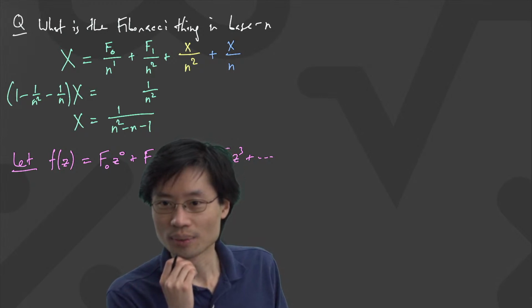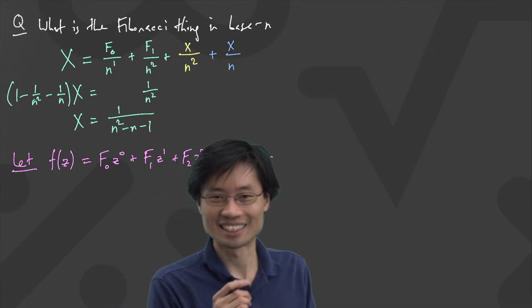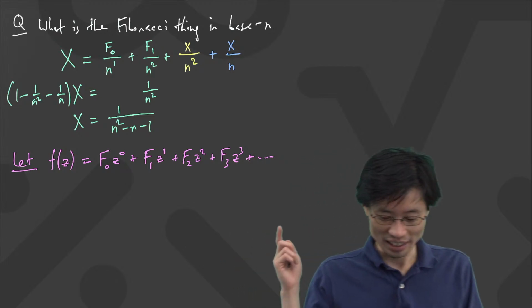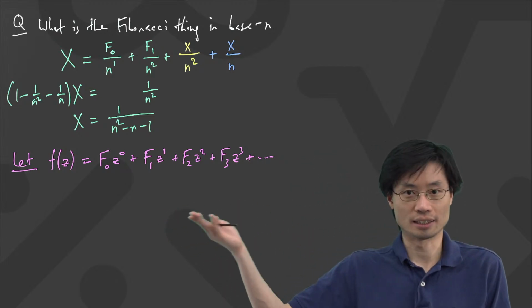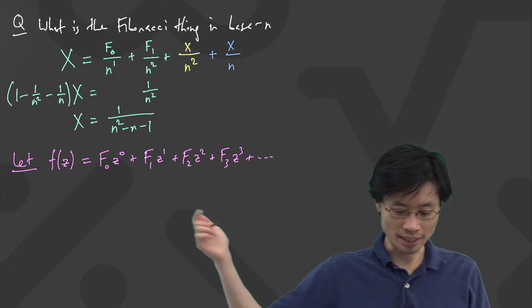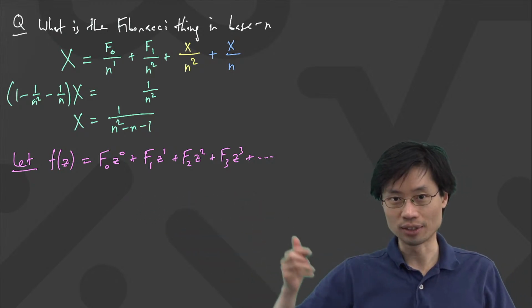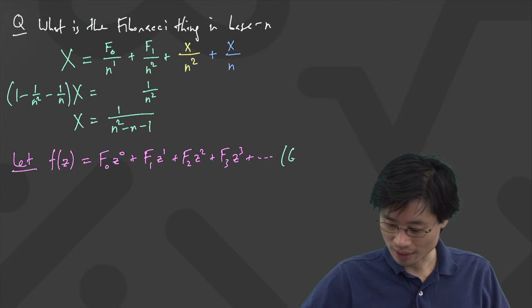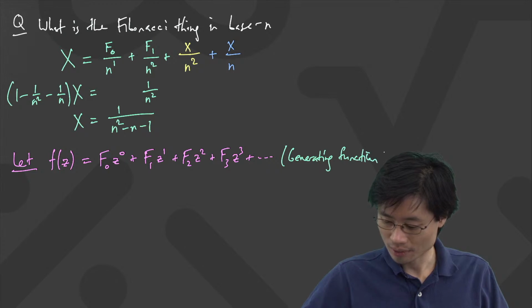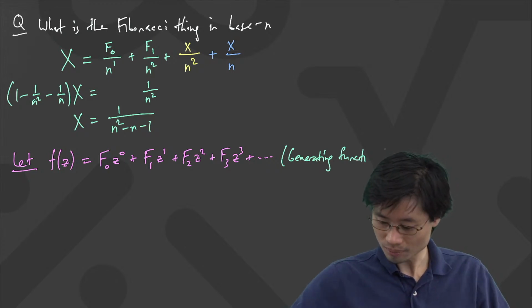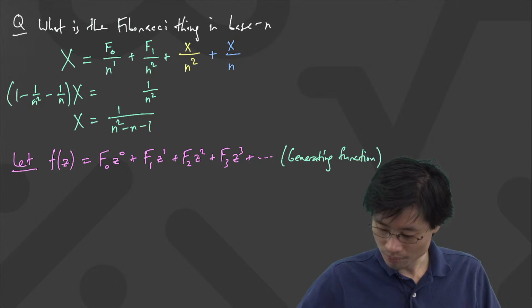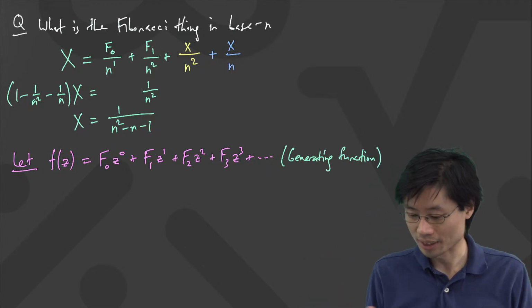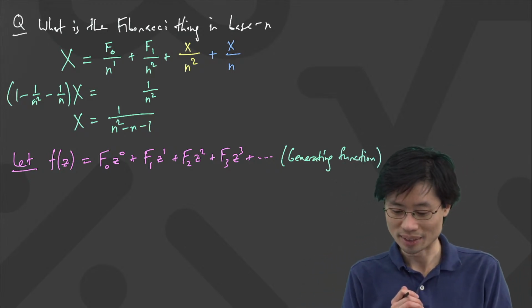Yes. So let's keep going here, right? Let's just define this thing. This thing has a nice name. This thing is called the generating function of the Fibonacci's. This is called the generating function, the generating function of the Fibonacci sequence, the f sequence.